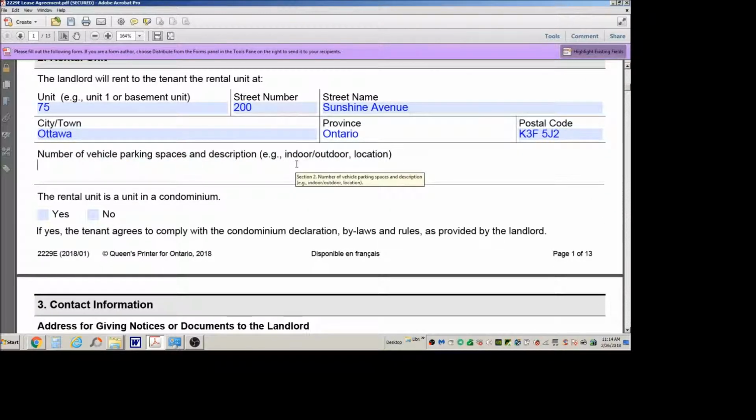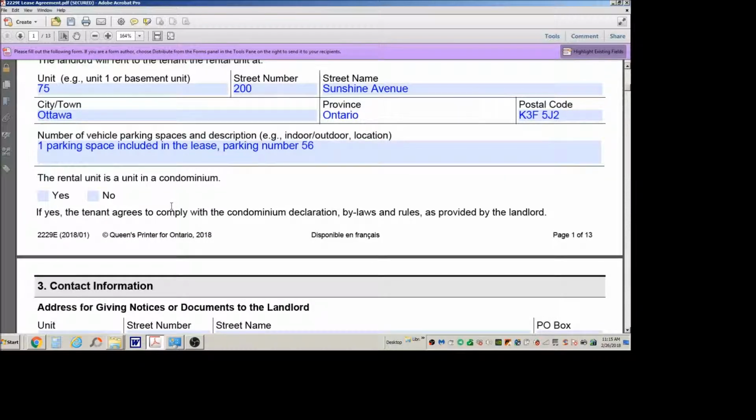Now, this is important. You gotta specify if with the lease you are actually giving the tenants the right to a parking space. So you would write one parking space included or excluded, depending on what you want to do in the lease, parking number 56, let's say.